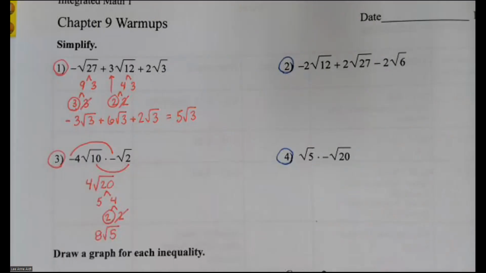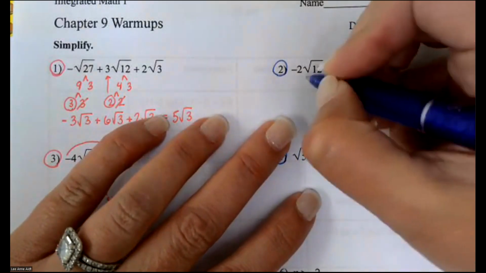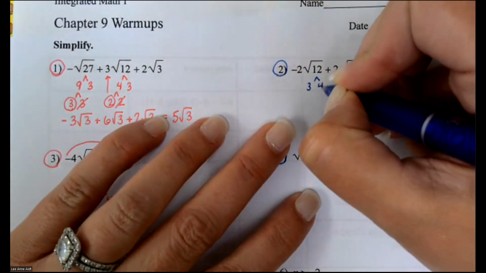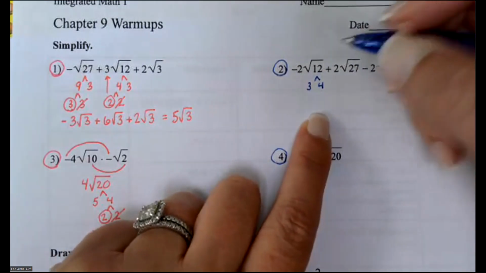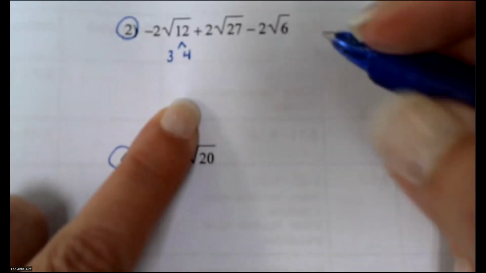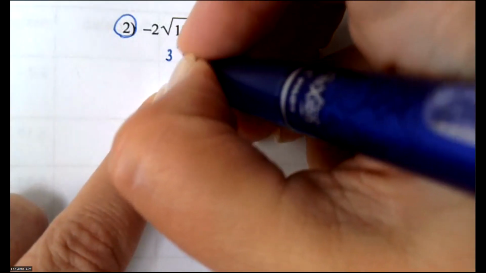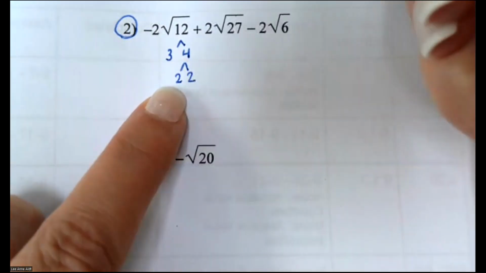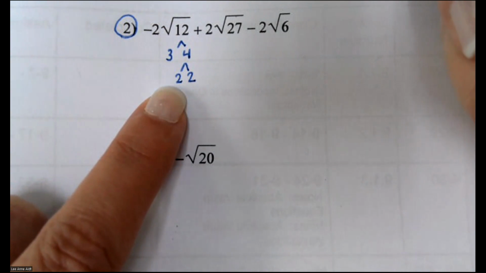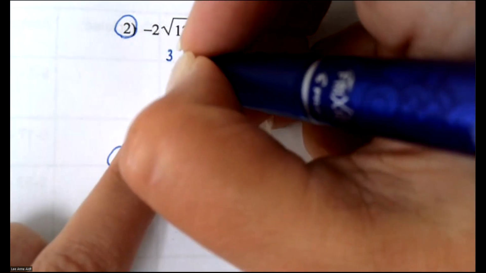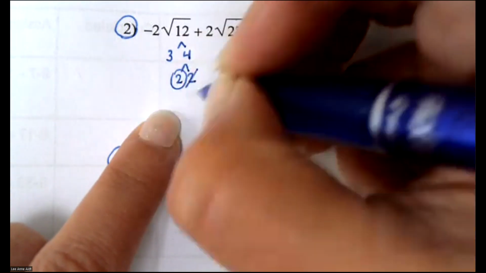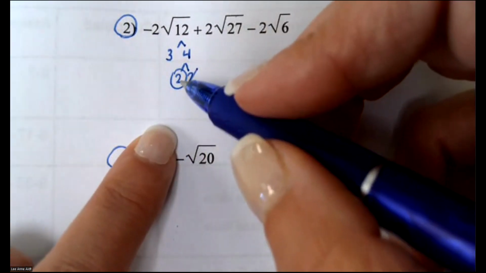All right, here we go. Number 2. 12 is 3 times 4, which is 2 times 2. Is that it? Okay, and the 2's, there's a pair of those, so we circle, cancel.